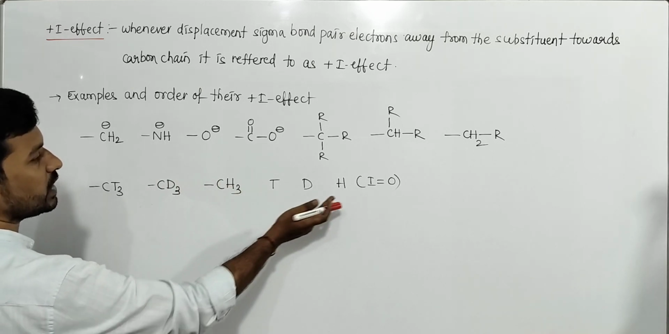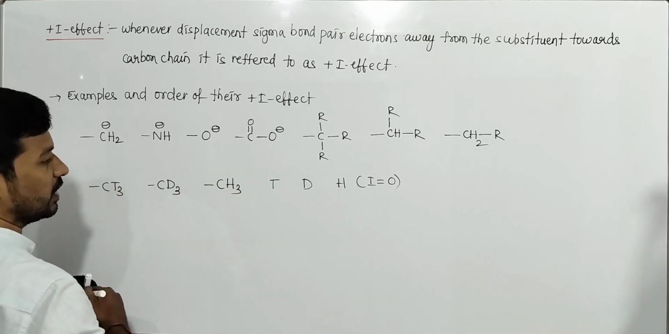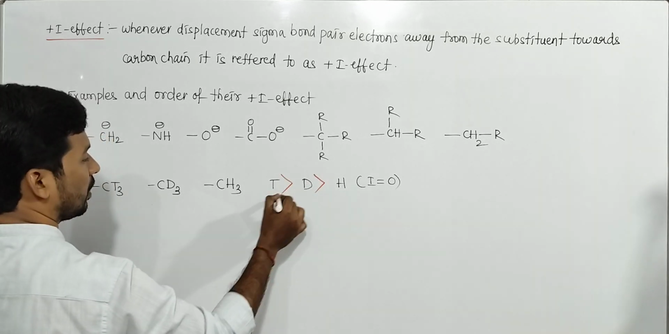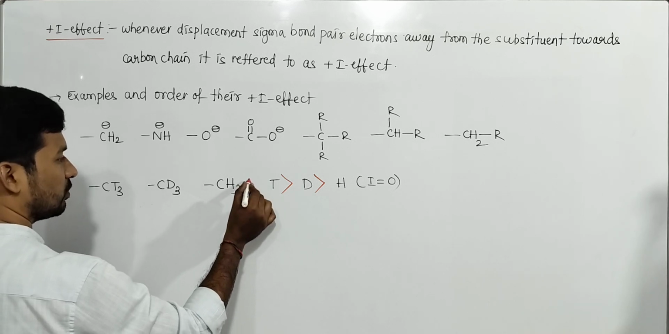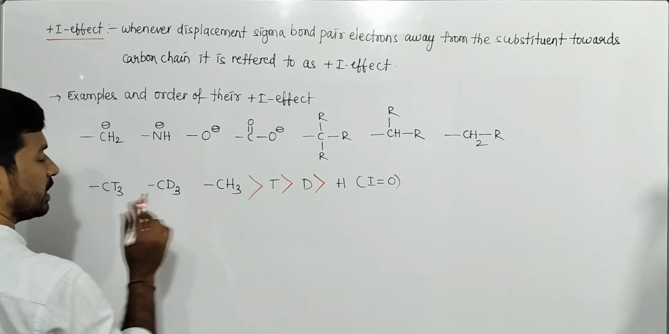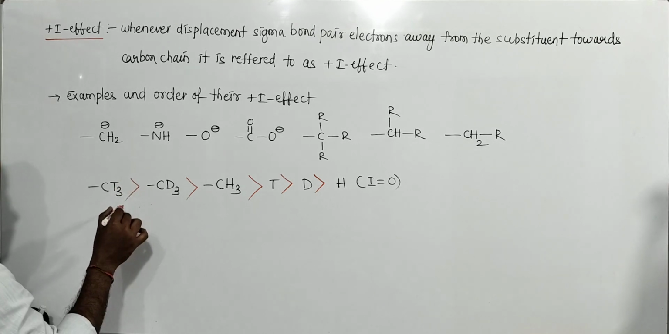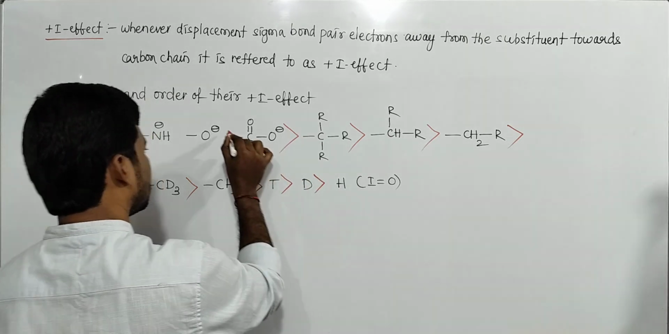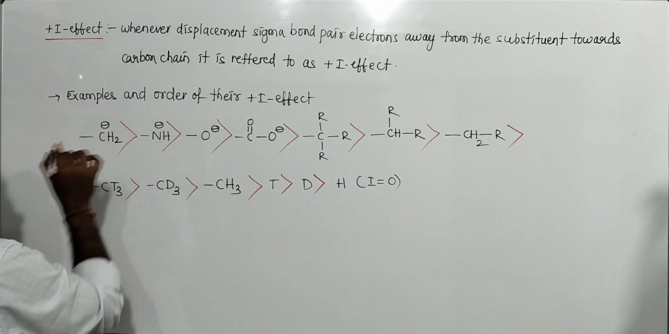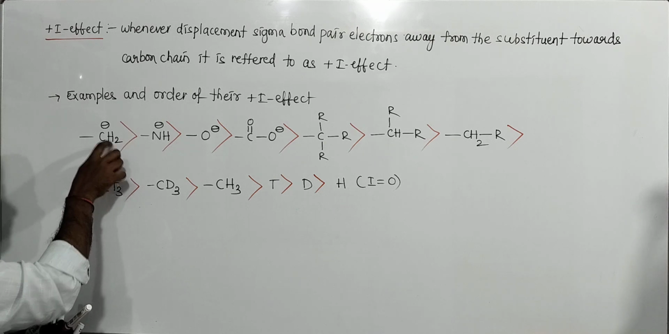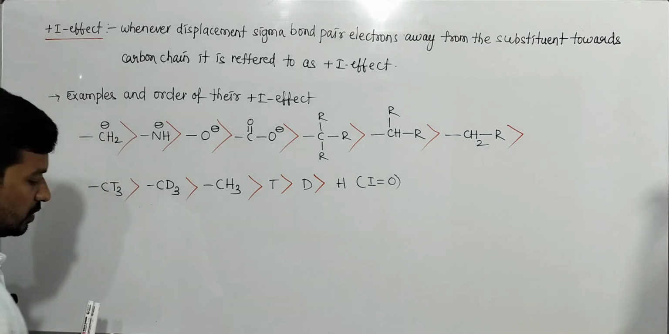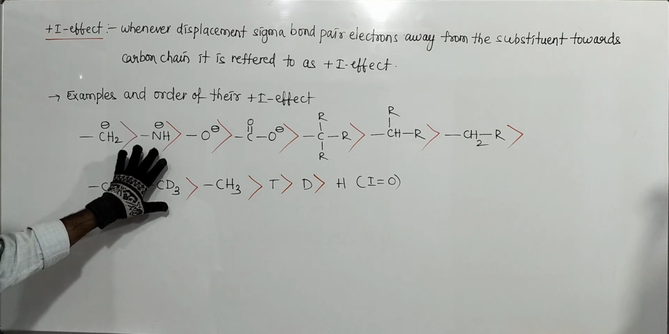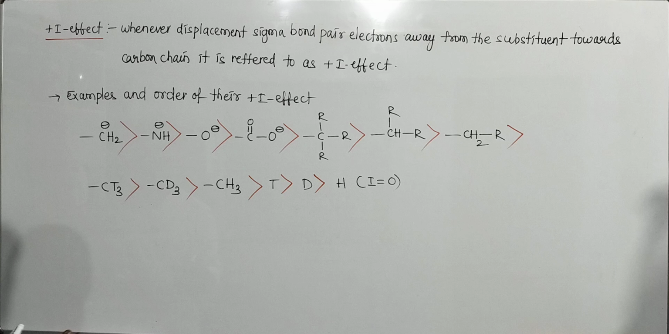That means this is the relative strength with respect to hydrogen. I am comparing one with the other, so taking hydrogen as the reference. When compared to hydrogen, deuterium has a high plus I effect. If you compare with deuterium, tritium has a higher inductive effect, then methyl, like this. The highest positive inductive effect is caused by CH2 minus, not CH3. This is the order. This explains the minus I effect; this is the plus I effect. All these groups are plus I groups.